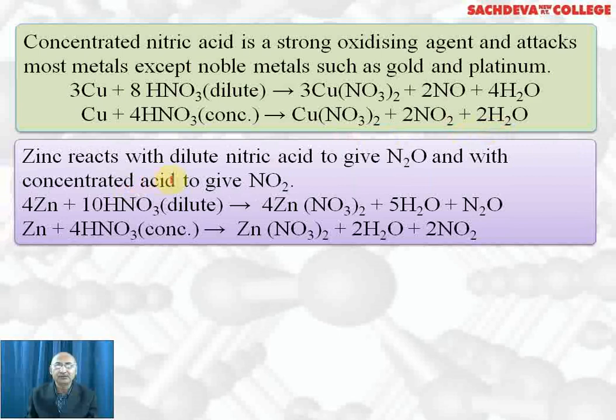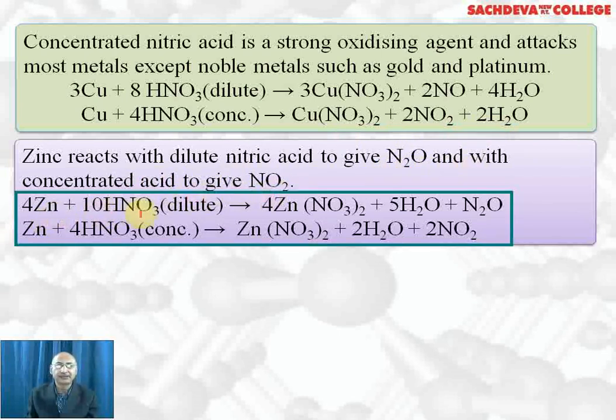Zinc reacts with very dilute nitric acid on heating and gives N2O, and with concentrated acid gives NO2. 4Zn plus 10HNO3, this should be very dilute nitric acid, and heating also has to be done, gives 4 zinc nitrate plus 5 water plus N2O. If we take very dilute nitric acid but don't heat, then instead of N2O we will get ammonium nitrate.